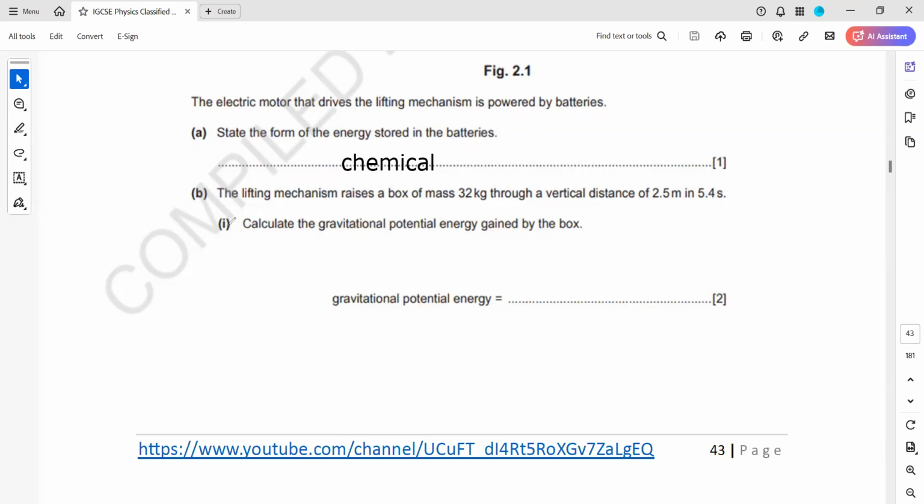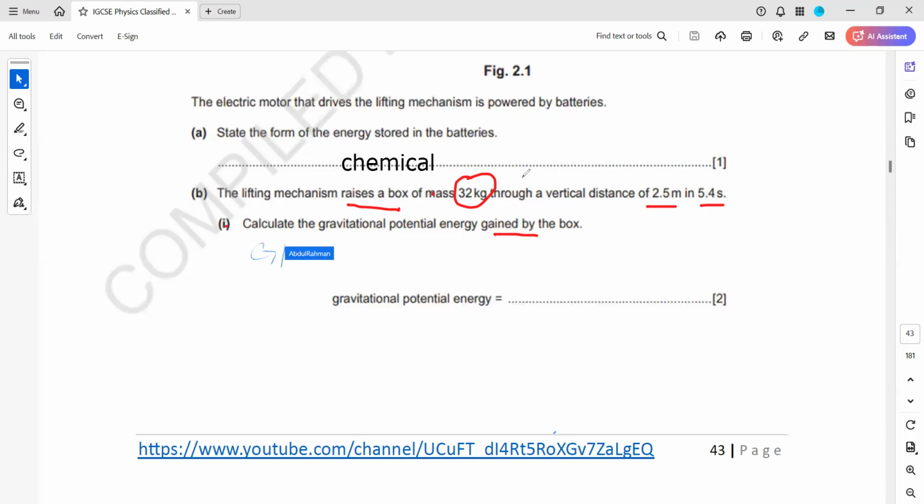The next is the lifting mechanism raises a box of mass 32 kg through a vertical distance of 2.5 m in 5.4 seconds. Calculate the gravitational potential energy gained by the box.